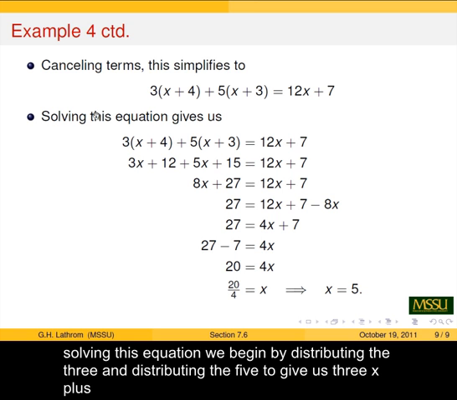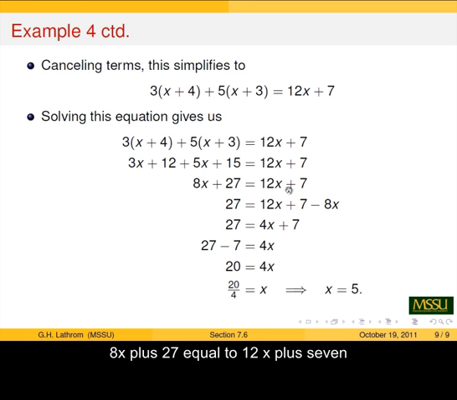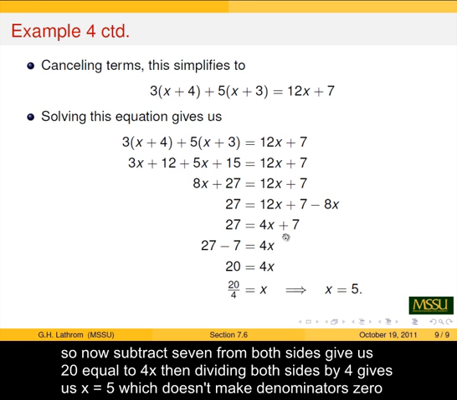Solving this equation, we begin by distributing our 3 and distributing our 5 to give us 3x plus 12 plus 5x plus 15. We combine like terms on the left to give us 8x plus 27 equal to 12x plus 7. Subtracting 8x on both sides so that we can combine like terms gives us 27 equal to 4x plus 7. Subtracting 7 on both sides gives us 20 equal to 4x. Dividing both sides by 4 gives us x is equal to 5.